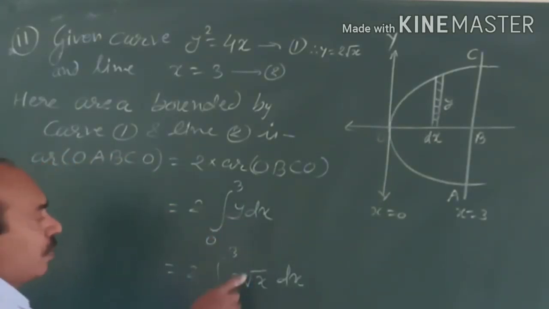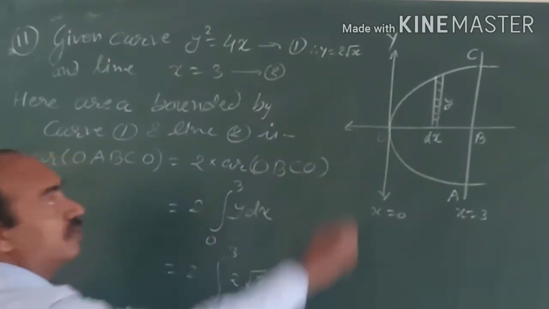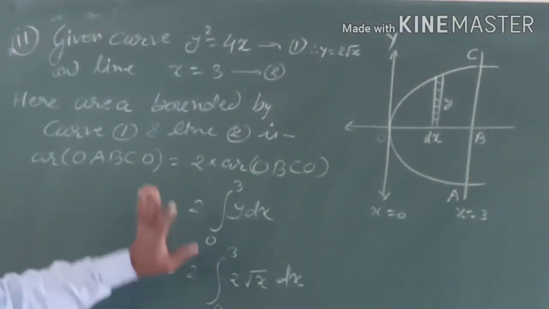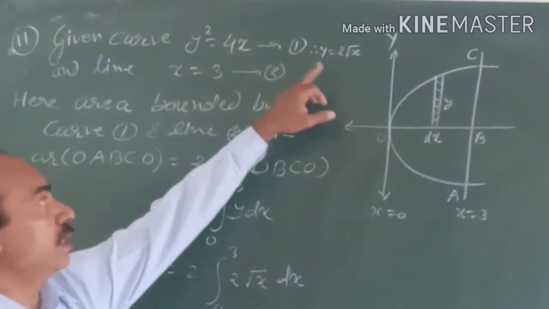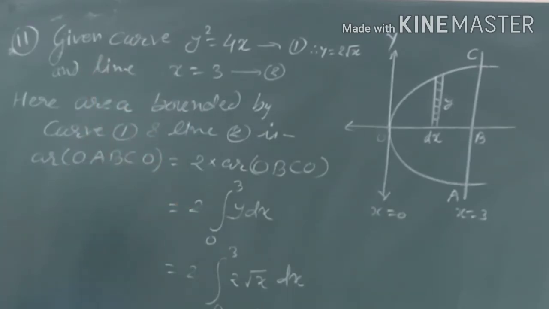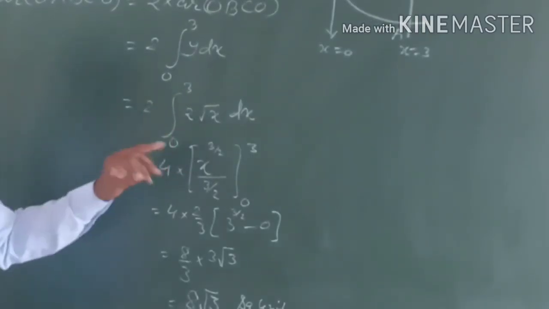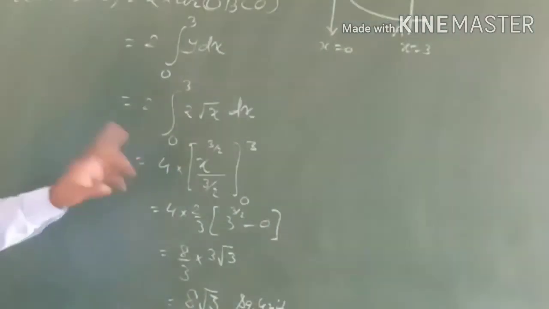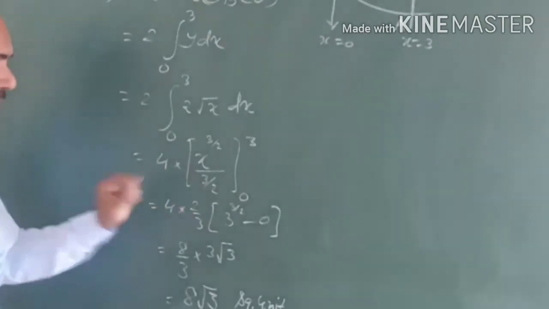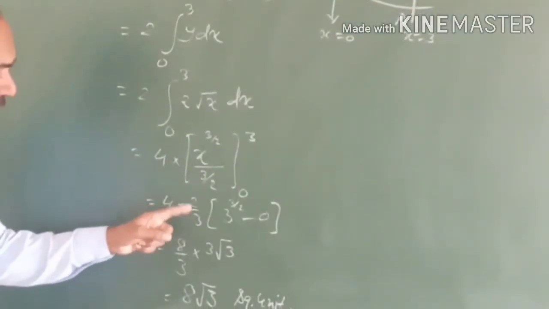Now in place of y, since y square is equal to 4x, y is equal to square root of 4x. The square root of 4 is 2, and the square root of x is under root x. Now 2 into 2 is 4, and x to the power 1 by 2, take its integral: power 1 by 2 plus 1 means 3 by 2, and divided by 3 by 2, it will be reciprocal, so you will get 2 by 3 here.